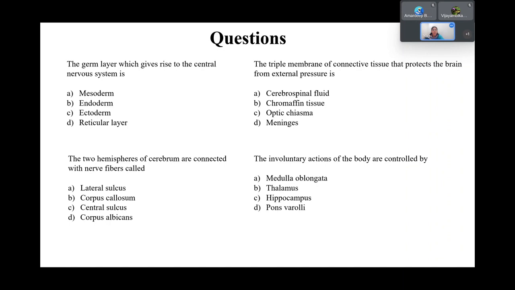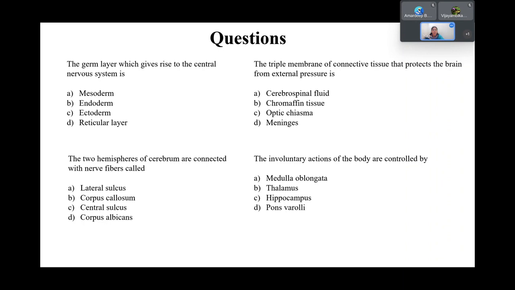Yeah, so this is the answer. The first is that the layer which gives rise to the central nervous system is the ectoderm. The protective layer of the brain is called the meninges. It was corpus callosum, which was the connection between the two hemispheres, and the involuntary muscles are controlled by the medulla oblongata. This would have been easy if you could connect with the last session where we had discussed in detail how heart and skeletal muscles are controlled.